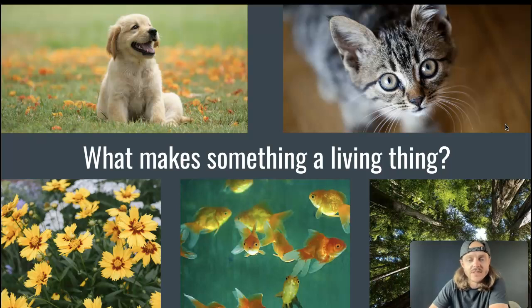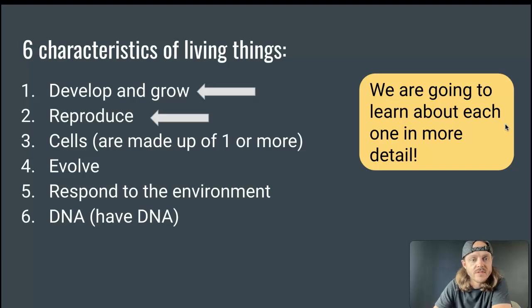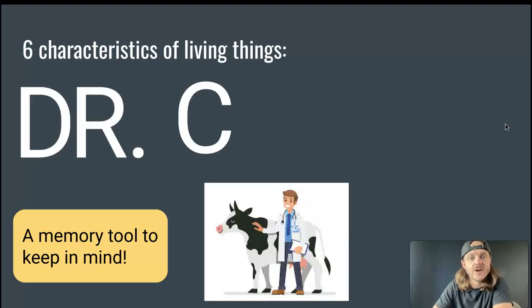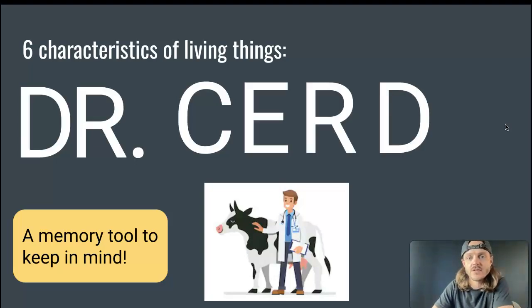And that's what I'm so excited about in this unit, is we're going to go deep and talk about 6 characteristics of living things. They develop and grow, they reproduce, they have cells and they're made up of cells, one or more cells. They evolve, they respond to their environment, and they have DNA. One way to remember this is this acronym, or what do you call it, like a mnemonic device, a memory tool called Dr. Herd. Okay, or Dr. Serd. I said Herd. I meant Dr. Serd. Look at your screen there.